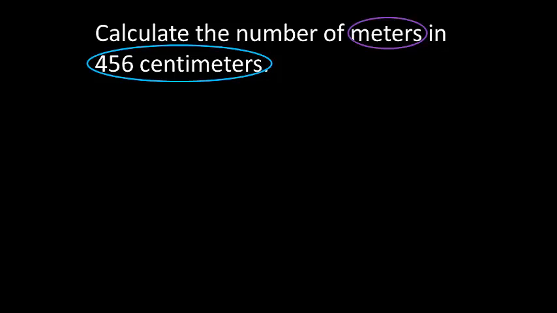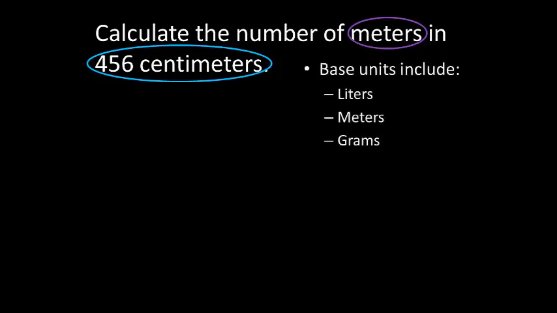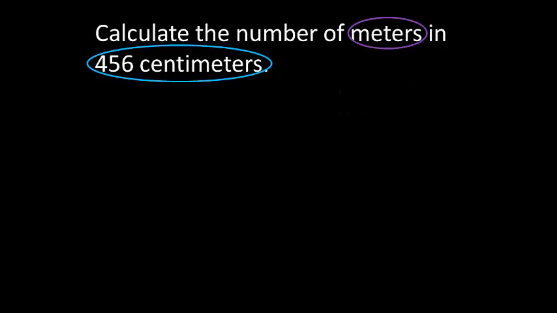As I said, this is a metric conversion. Because it involves a base unit, meaning a unit without a prefix like liters, meters, grams, we know it's a one-step problem, which means I only need one conversion factor. So before I start setting up my problem, I want to make a pathway or a map. This helps organize my information. In a one-step problem, the pathway is beginning number and unit to ending unit. So 456 centimeters to meters in this case.